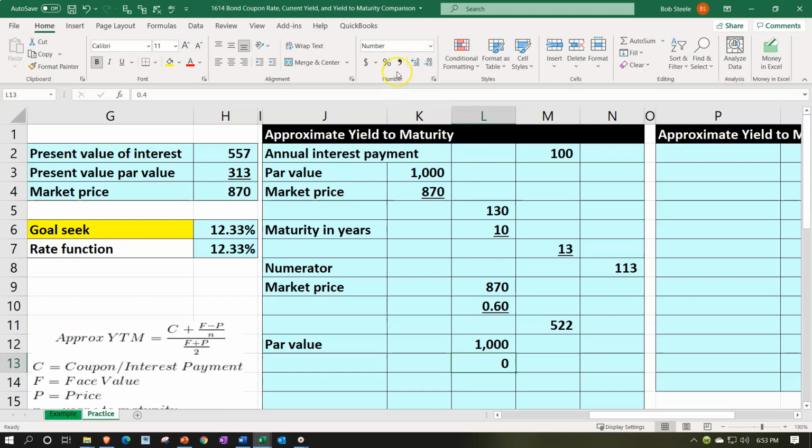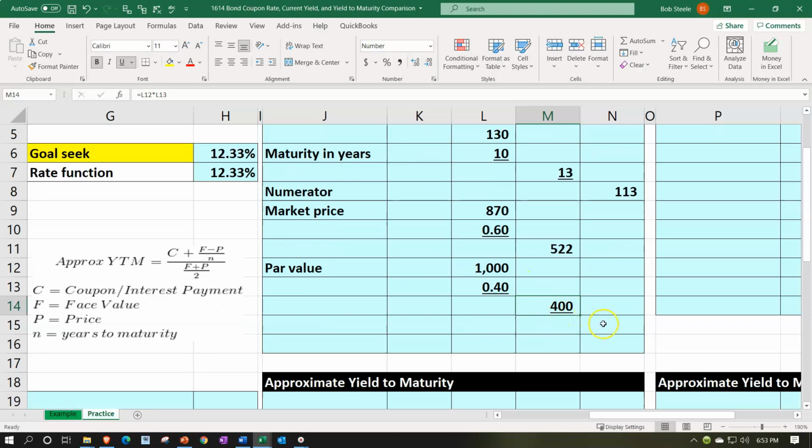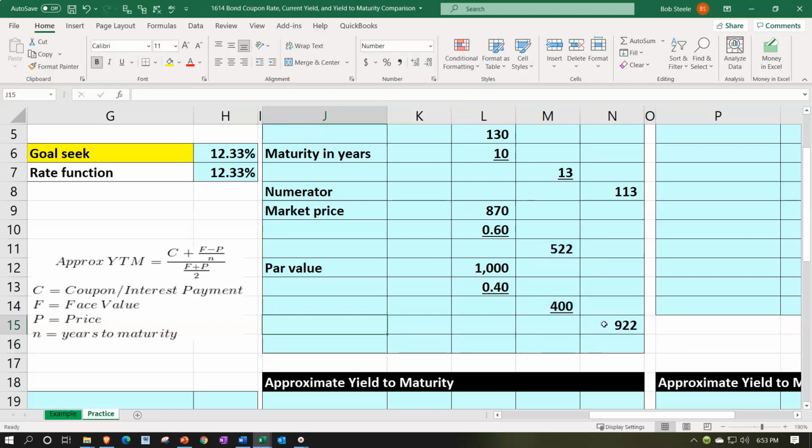And so we're going to say number, add a couple decimals, and underline, font group and underline, bringing that to the outside. This is going to be 1,000 times the 0.4. Underline that, font group and underline. Then we'll add that up in the outer column, equals the SUM, and add that up. That's going to be the denominator.